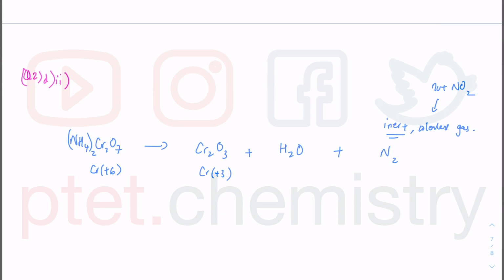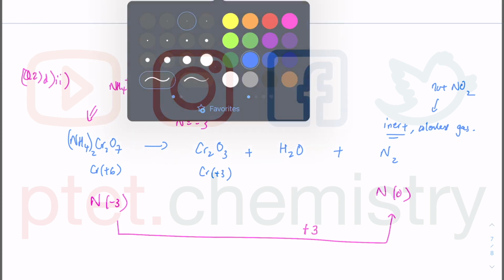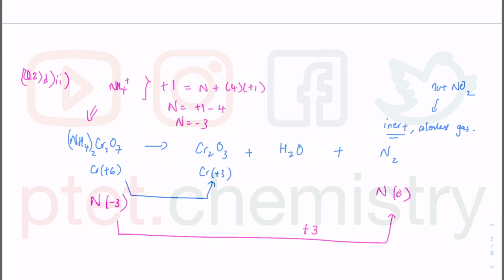So we remember that the nitrogen comes from the NH4 plus. So the overall oxidation number of NH4 plus is plus 1. The nitrogen is unknown. I have 4 times plus 1 hydrogen. So the nitrogen is plus 1 minus 4. Nitrogen is minus 3 there. What happened there is nitrogen 0. So what can I say? Nitrogen minus 3 to nitrogen 0 is an increase of 3. Whereas if I look at the blue one, chromium plus 6 to chromium plus 3 is a decrease of 3. Changes in oxidation number must be balanced.